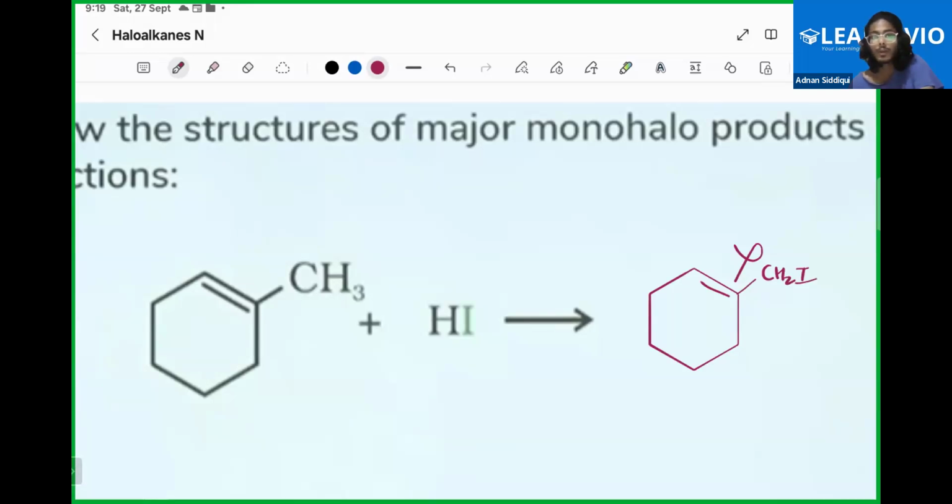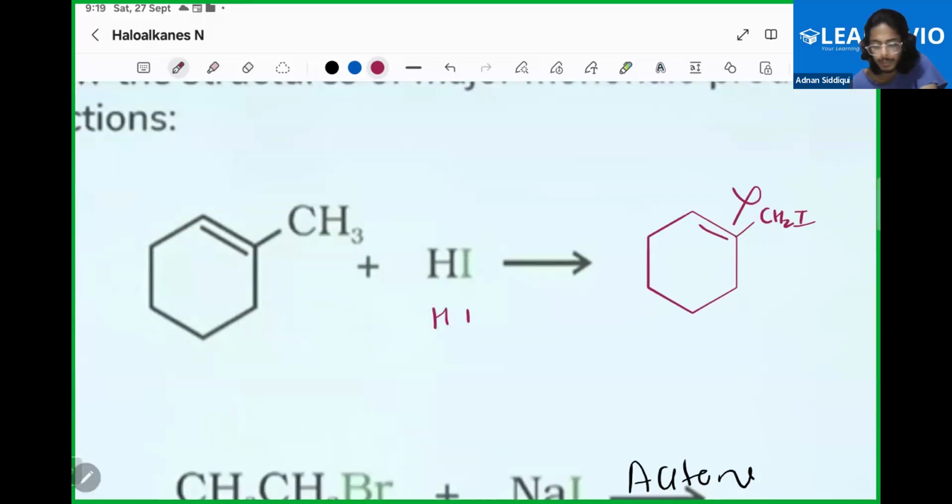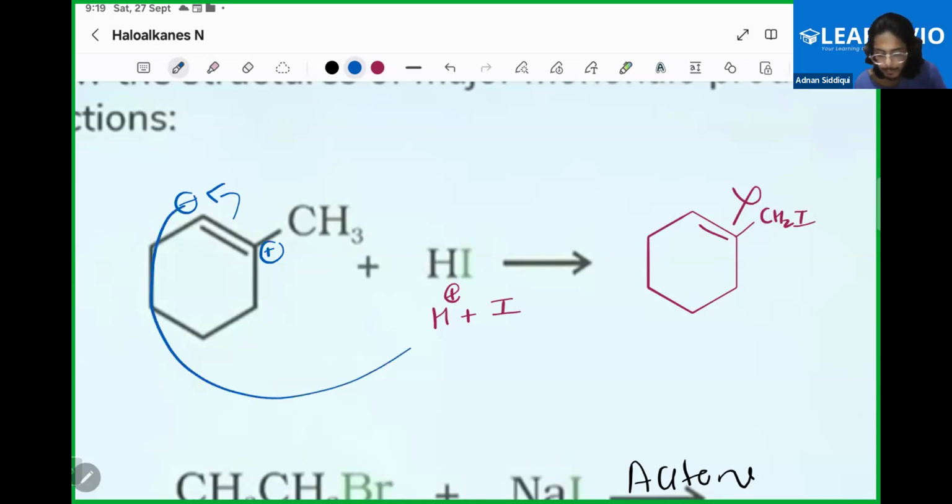So what else can we do here? We know that this HI is simply an acid. What is the main purpose of an acid? Give H plus. And H plus is basically having electron deficiency. So to provide some electrons, we will look for a site where we have some electron richness. This double bond can attack because it has some electron density. It will go here first. Negative charge will be developed here, positive charge will be developed here. This negative charge will pick this hydrogen.